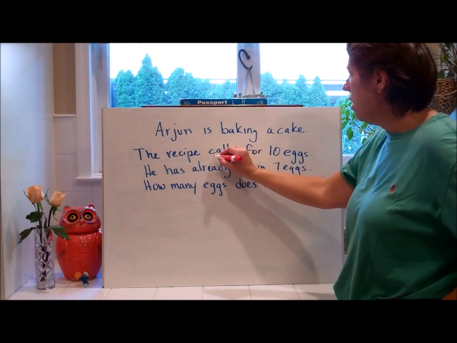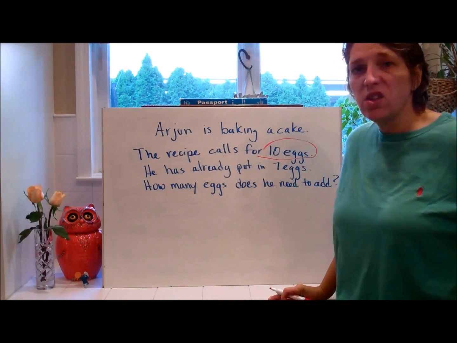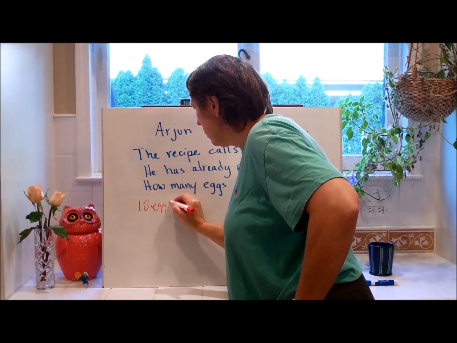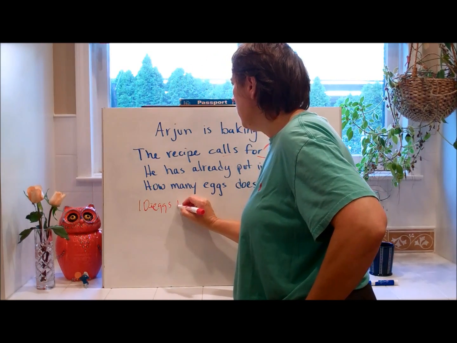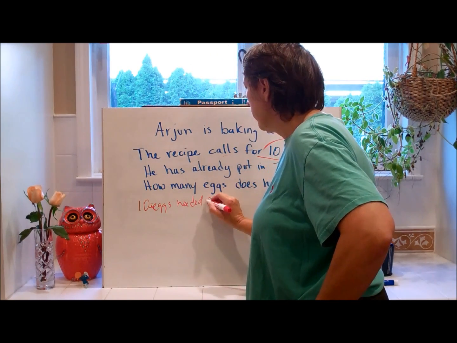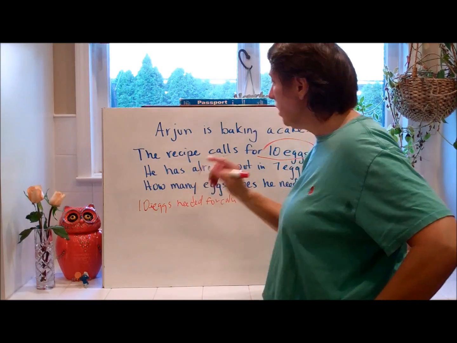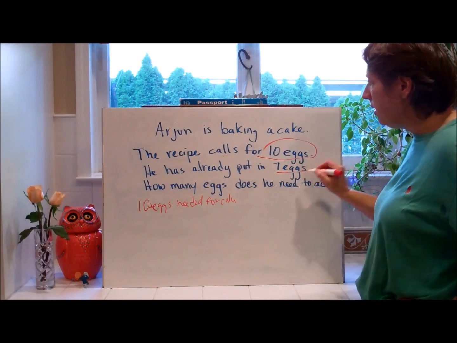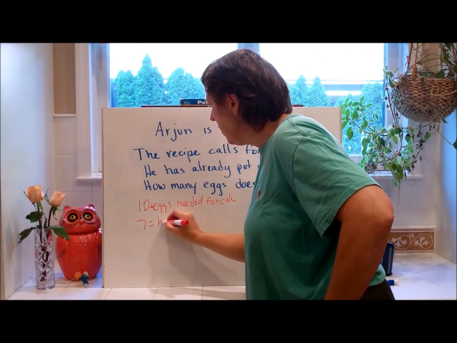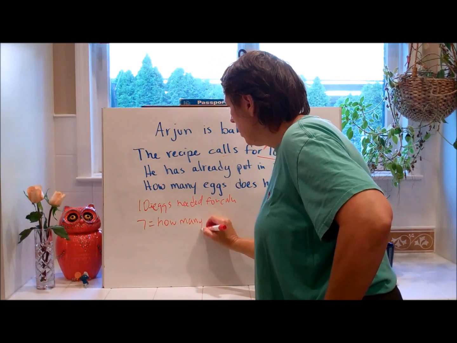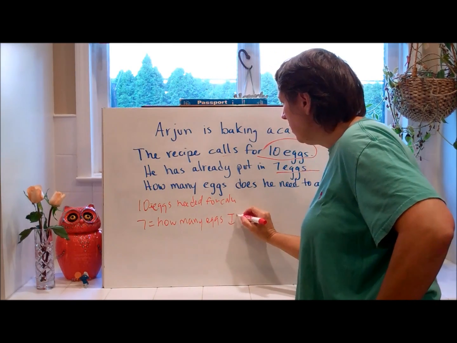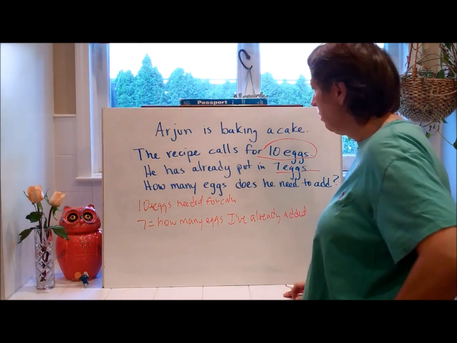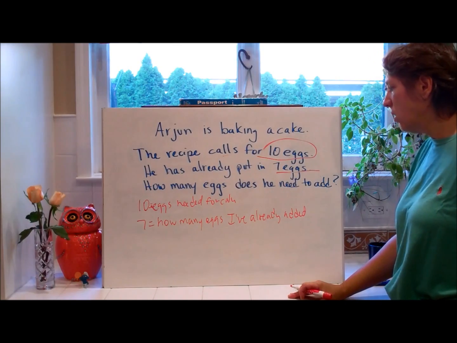So the first one, it says that it calls for 10 eggs. So that's a total. So 10 eggs equals 10 eggs needed for cake. And you might put total eggs needed for cake. 10 is the eggs needed for the cake. 7 is how many eggs I've already added. Okay? 7 is how many eggs I've already added.